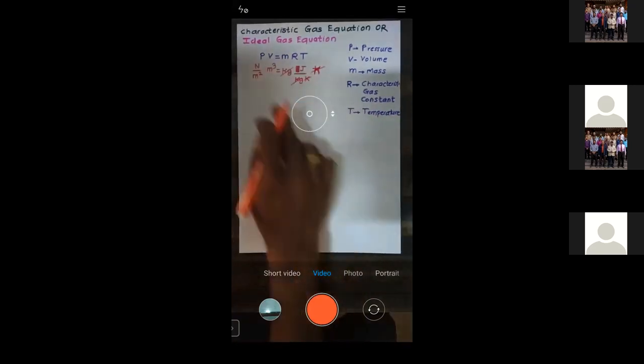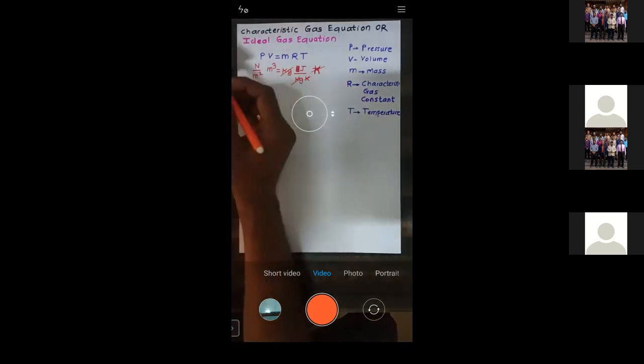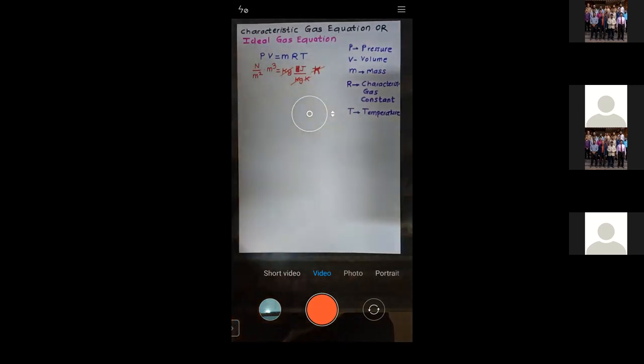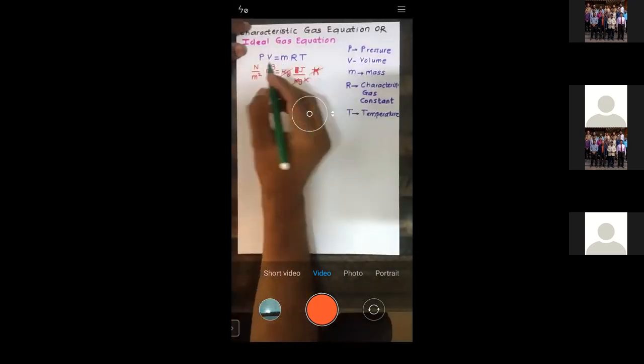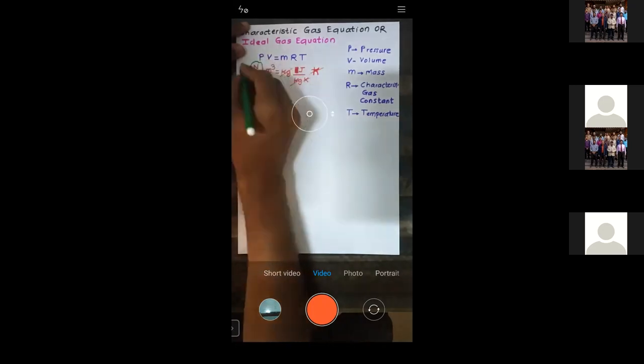So you know that Newton into meter is what? Joule. So you're getting the same unit. And Newton per meter square, all of you know this, what is Newton per meter square? It is called Pascal.